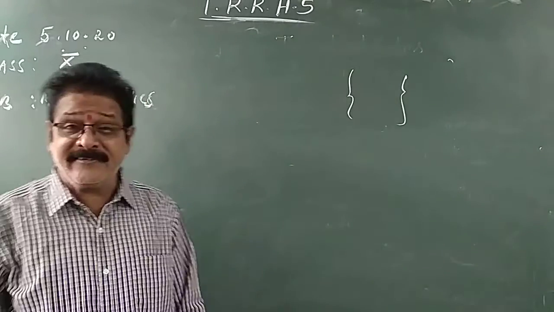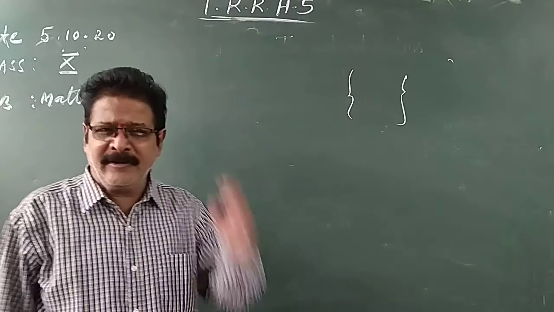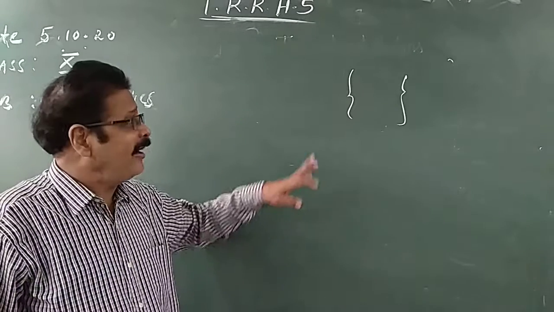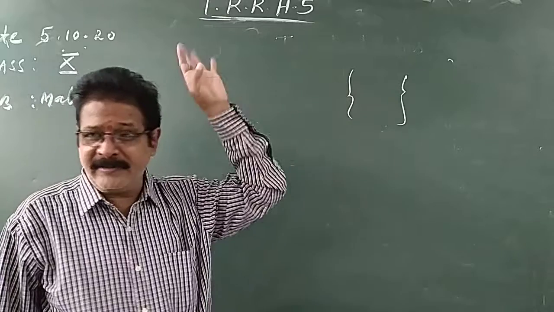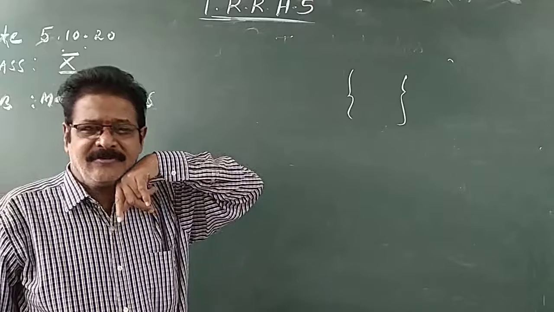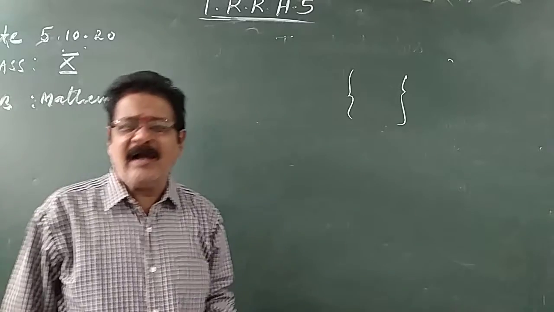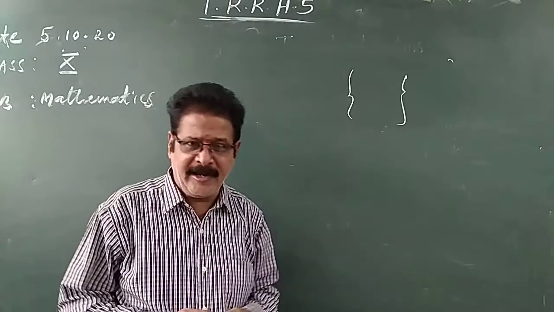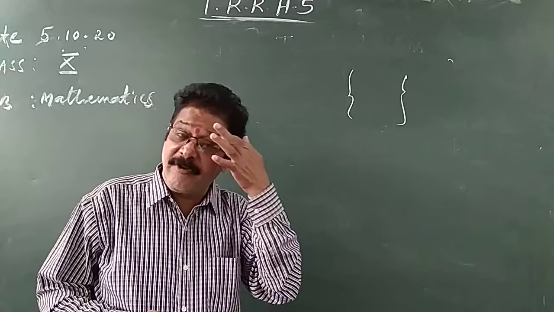We represent sets by using capital letters, and we enclose the elements within the braces. That is a set. There are two ways of writing sets. They are roster form and set builder form. Already I told you in the last class: roster form and set builder form.